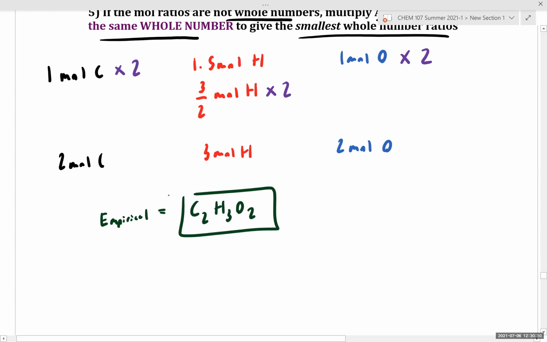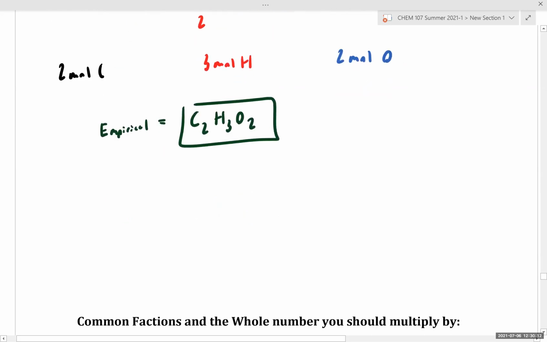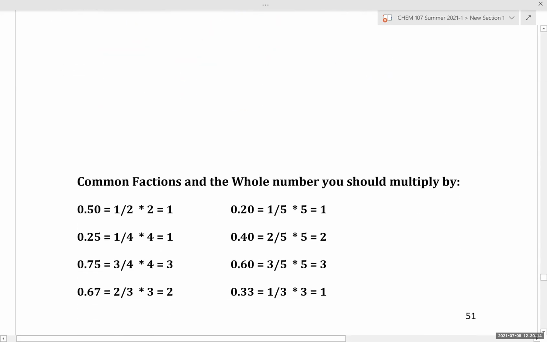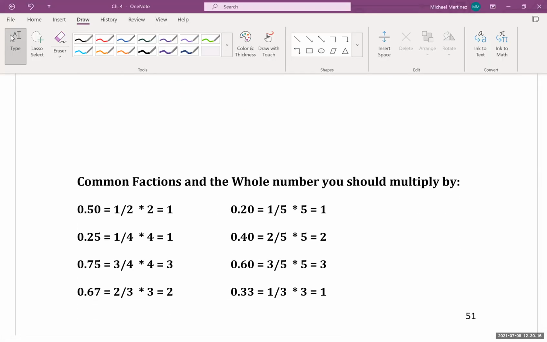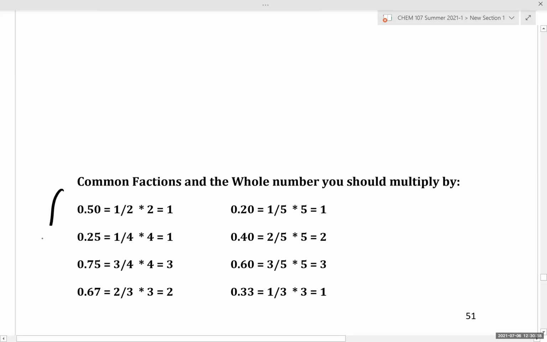Yes. Perfect. Now, I've provided you a table on this page of common fractions and the whole number you should multiply by. In this case, we had 0.5, which corresponds to 1/2. So we multiplied all of our mole ratios by 2. Does this logic make sense to everyone?